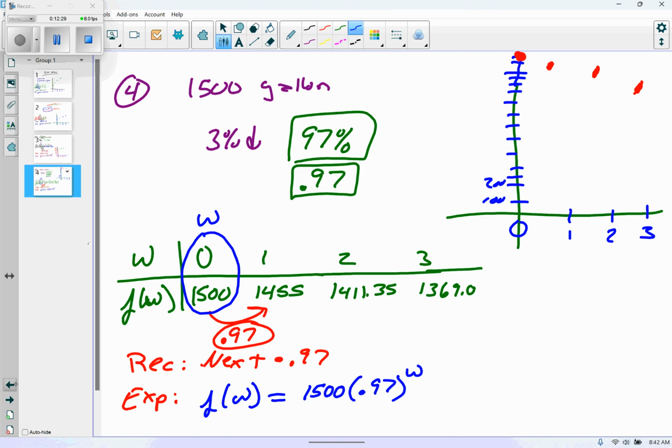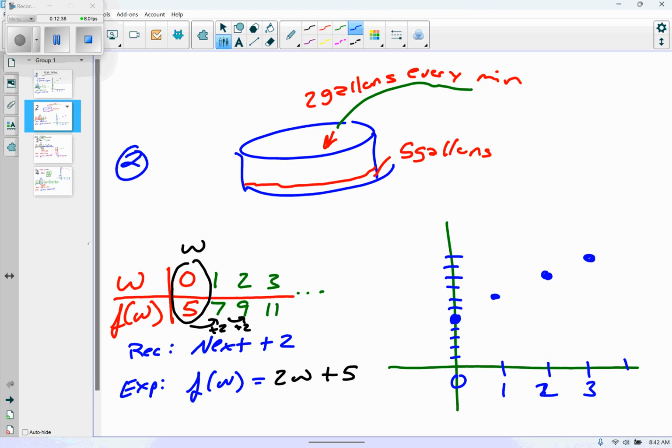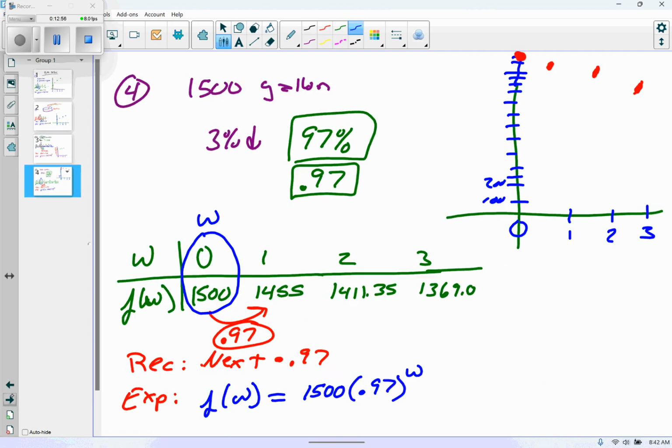Okay, so number 6 on page 97, if we compare 1 and 2, so this was problem 1 and this was problem 2. So these were arithmetic. Okay, so they are growing at the same rate each month. For problem number 7, compare 3 and 4, we are either multiplying, so it's either increasing or it's decreasing. The number 4, the 1,500 gallons, is decreasing. Number 3, your money is increasing.